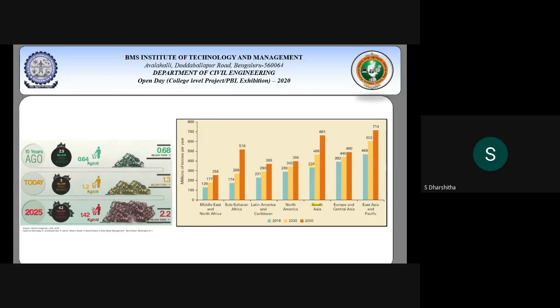So this should not happen, and we should take precautions before the environment is affected. Not only the environment, all living beings will be affected if this graph increases year by year. The conclusion part will be continued by Kavya.